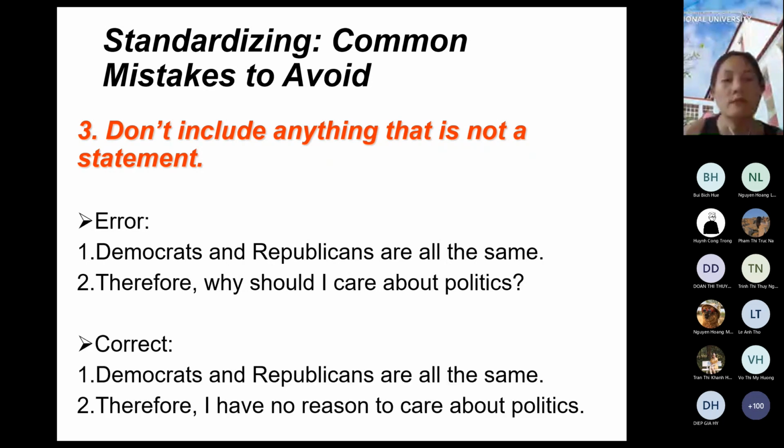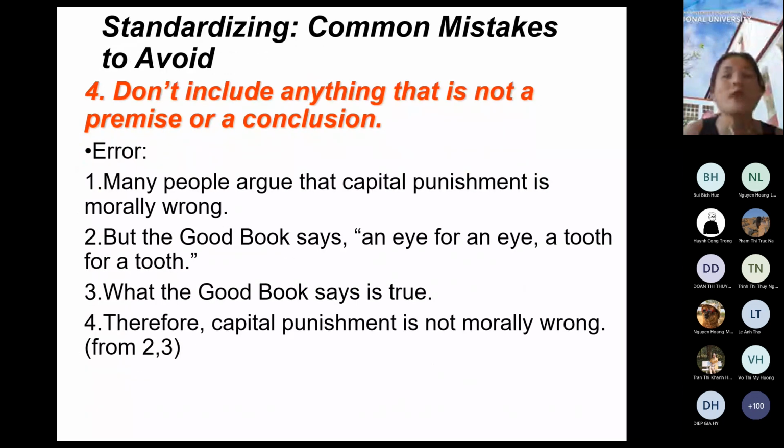So fix it. Therefore, I have no reason to care about politics. And why should I care? I mean, I don't really care, isn't it? Or I don't care at all. So the way you write is okay, but at least you convert your argument from the conclusion in question form into the statement form. Okay? And the last but not least, the mistake is you include something that is not a premise or conclusion.